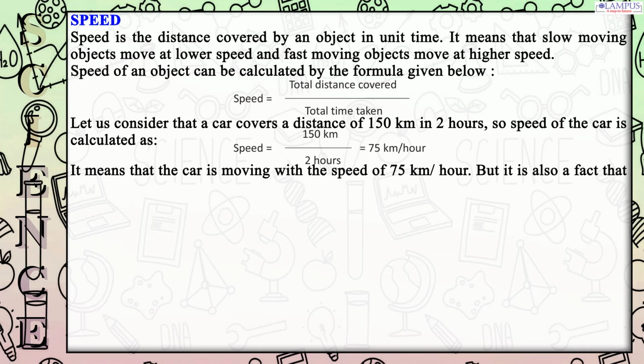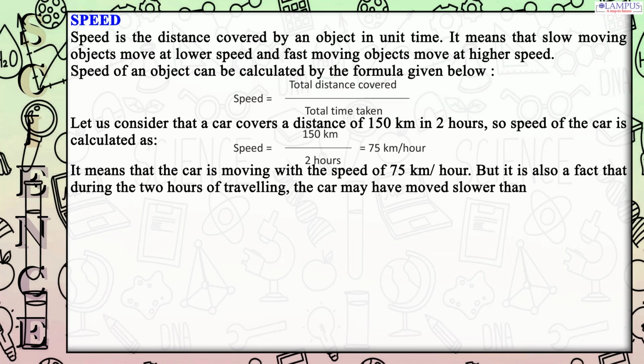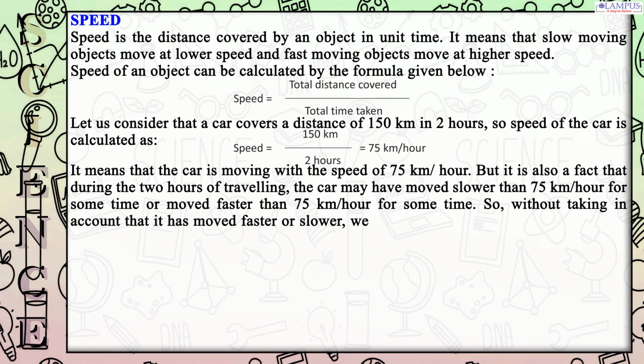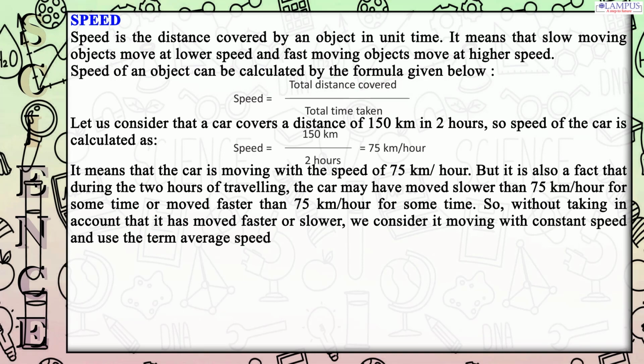But it is also a fact that during the 2 hours of traveling, the car may have moved slower than 75 km per hour for some time or moved faster than 75 km per hour for some time. So, without taking into account that it has moved faster or slower, we consider it moving with constant speed and use the term average speed instead of speed.